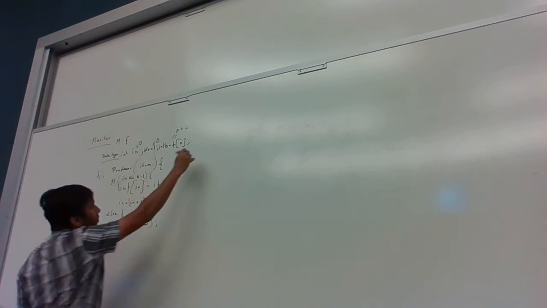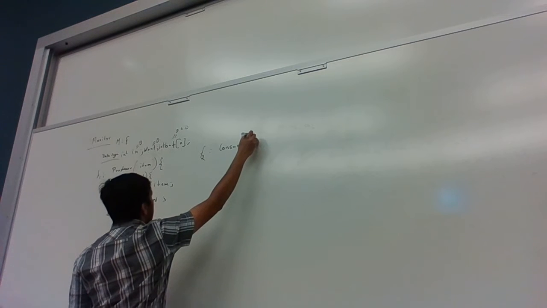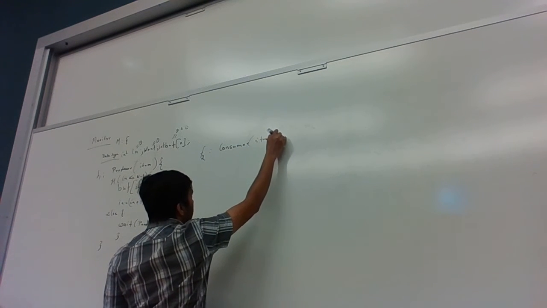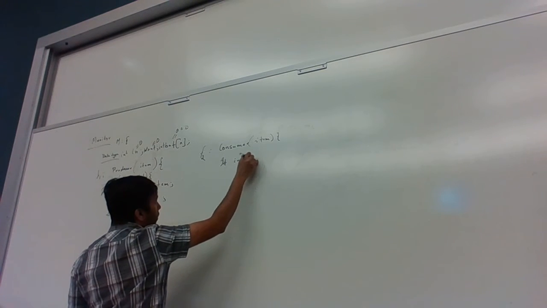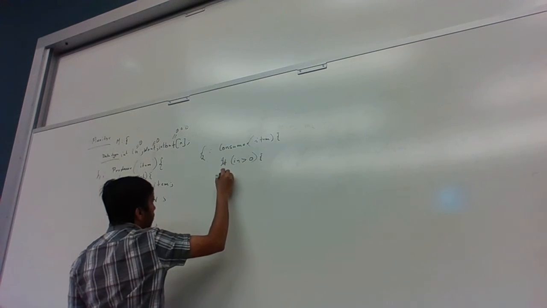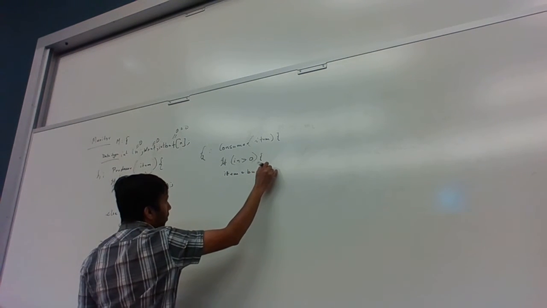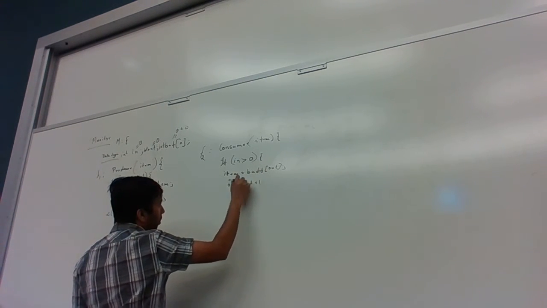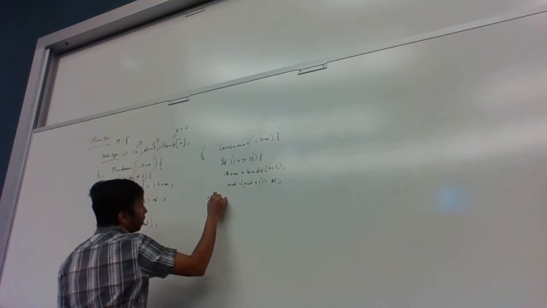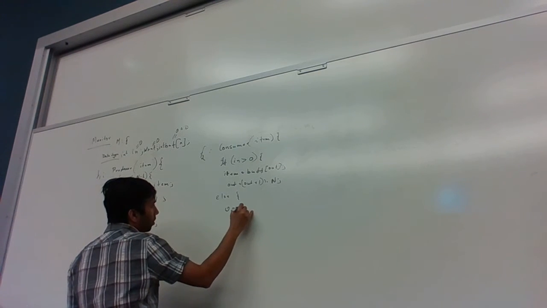And then in the consumer, what do you do? If it is not empty, that means if in is greater than 0, then you can do item equals buff out, and then out equals out plus 1 mod n. Else you wait on consumer.